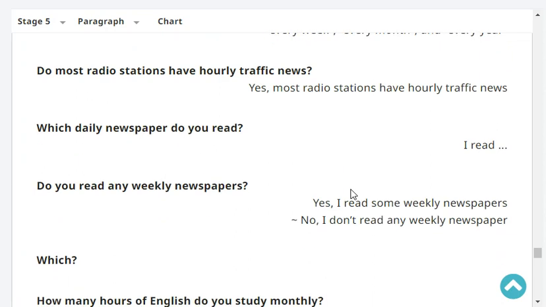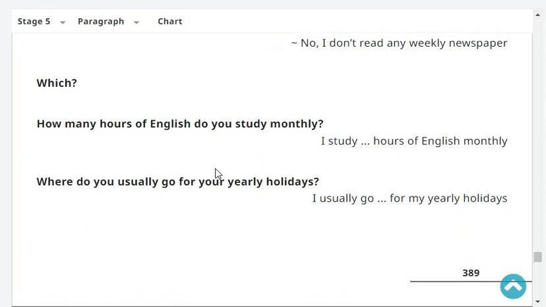Do you read any weekly newspaper? Yes or no? No, I don't read any weekly newspaper. Well, how many hours of English do you study monthly? I study 30 hours of English monthly.